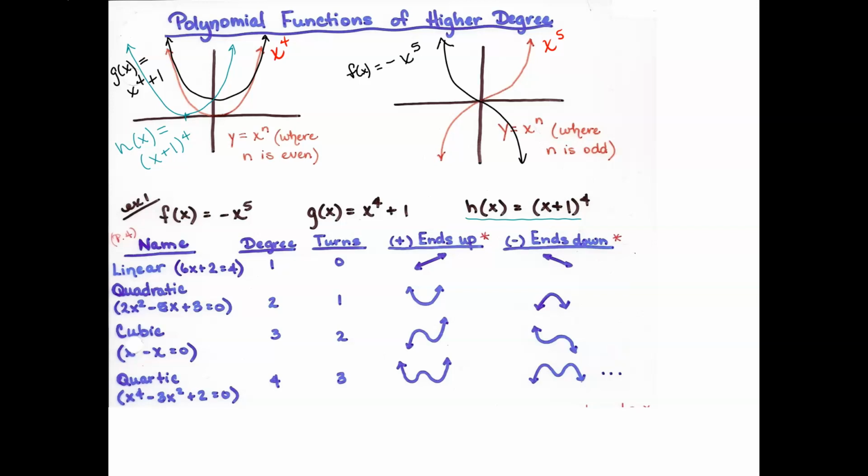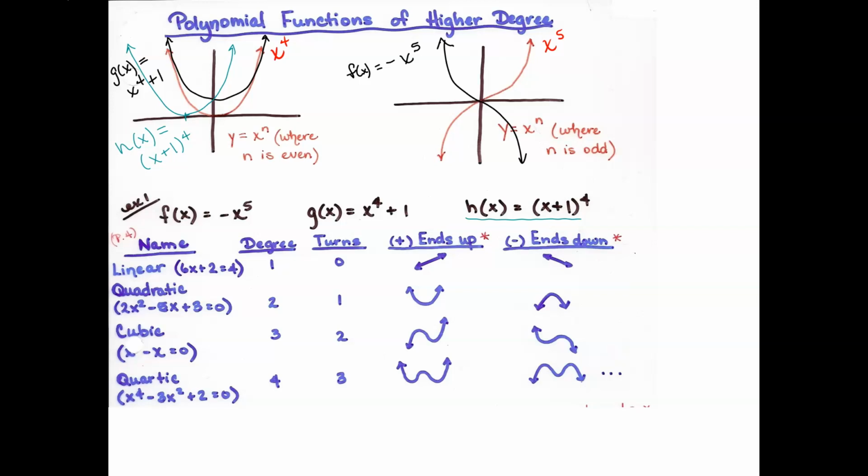First off, of course, we know that a linear function has a degree of 1, a quadratic has a degree of 2, cubic has a degree of 3, and quartic has a degree of 4. And it just keeps going from there, like quintic is a degree of 5. But if you think about it, a line doesn't turn at all, right? A straight line doesn't turn. But a parabola turns one time.